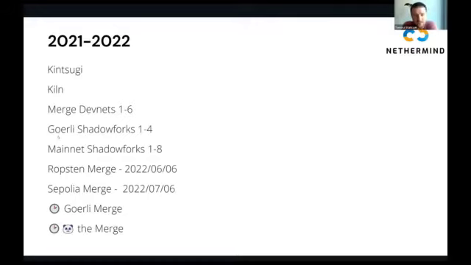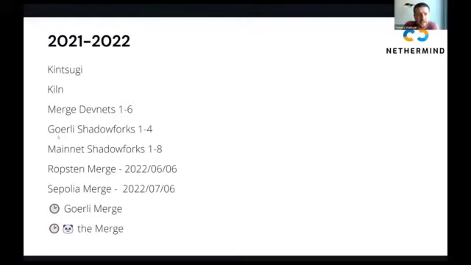We still see problems when running shadow forks. They are getting better and better each time, but they are not perfect. So obviously, we want to be absolutely sure to see some shadow forks that go without any issues whatsoever. And then we are confidently going through the merge process on the mainnet.